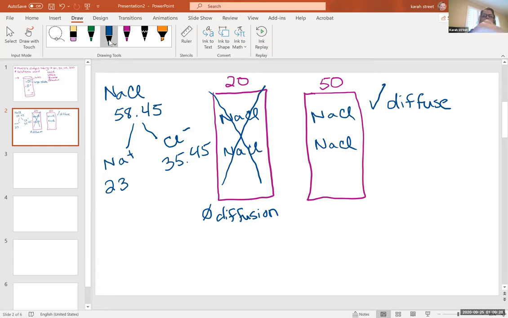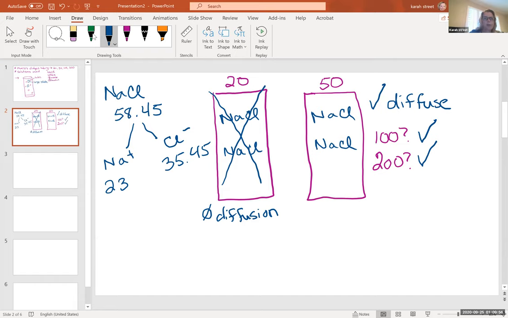Did sodium chloride diffuse when you used a molecular weight cutoff of 100? Of course it did. Once it can diffuse for one, it's going to be able to diffuse for all of the remaining ones. Even though we didn't do a molecular weight cutoff of 200, I'm sure you can realize that sodium chloride, once it's able to get through a pore of 50, will be able to get through a pore of 100 and 200.